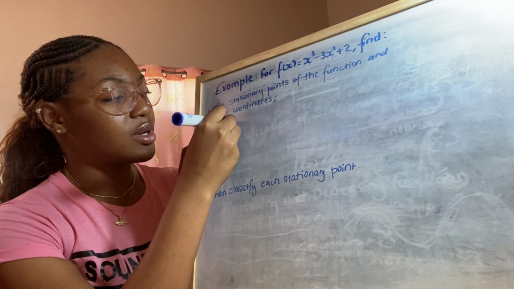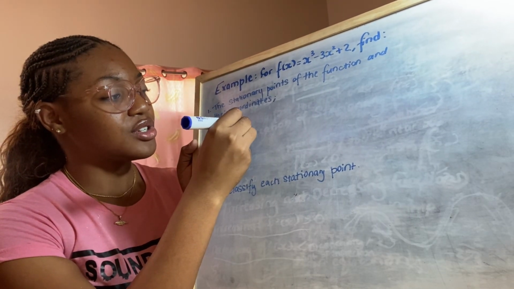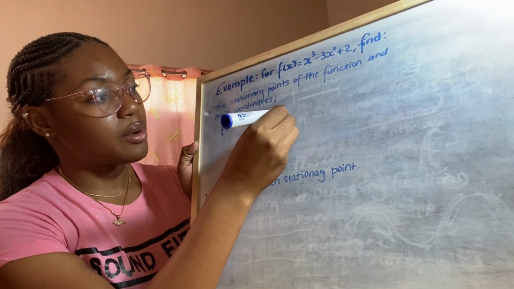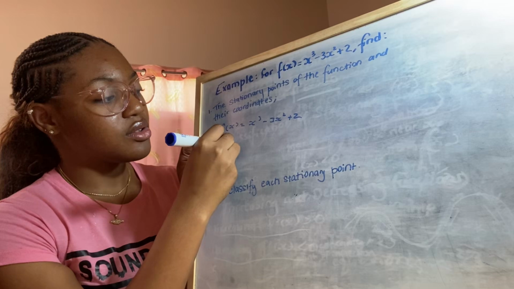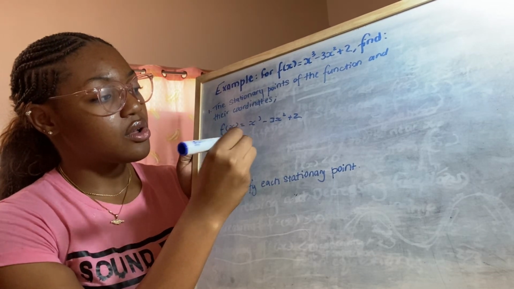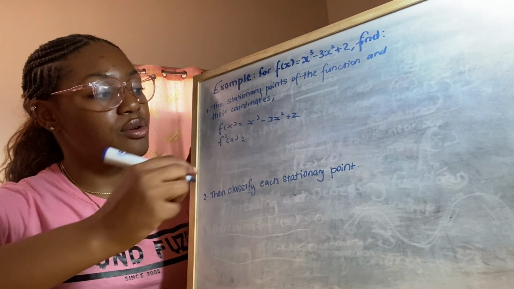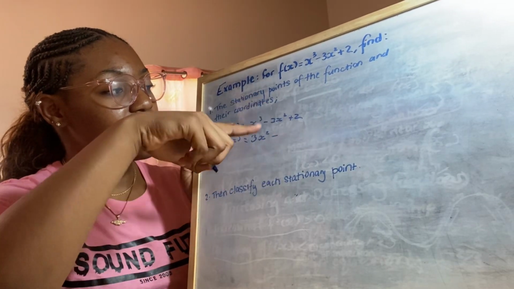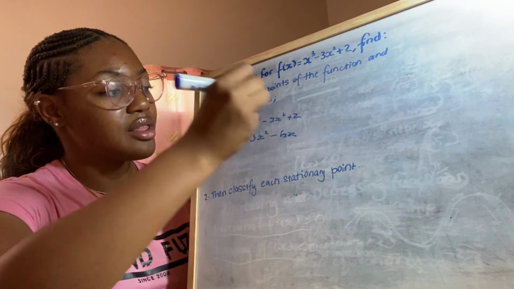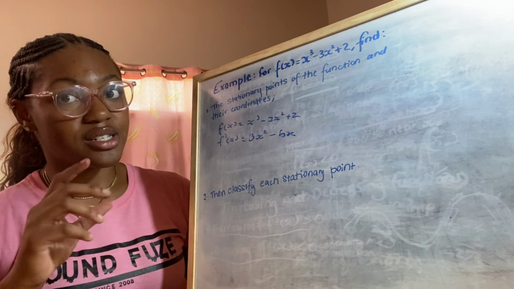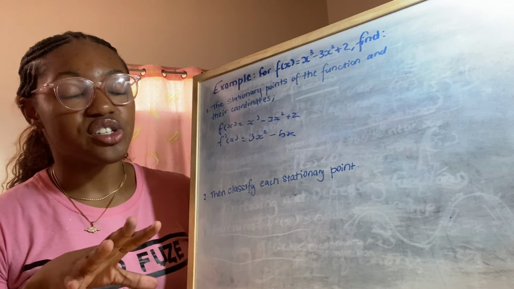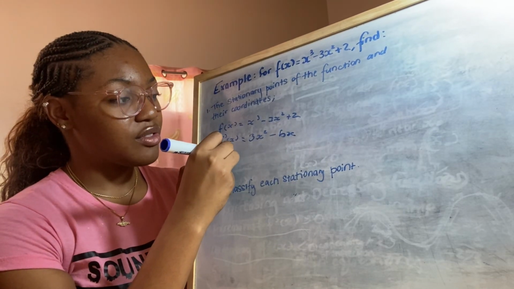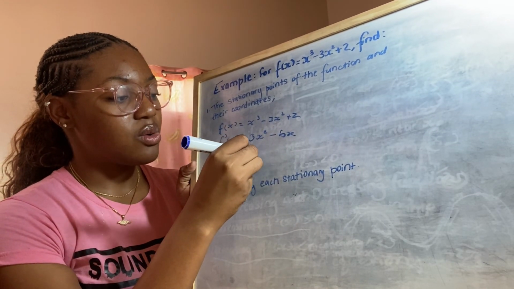Let's rewrite our function, f of x equal x cubed minus 3x squared plus 2. So our first derivative would be equal to, x cubed differentiated would be 3x squared, and then we're going to have minus 6x, and that's our first derivative. We're saying that the stationary point is when the first derivative is equal to 0, so we're going to equate this to 0. We're going to have 3x squared minus 6x equals 0.